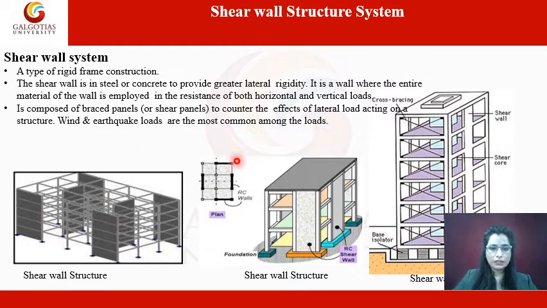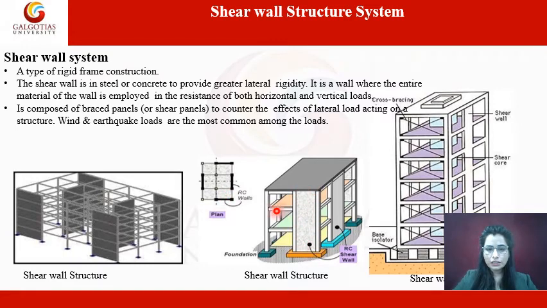So basically here you can see the plan of a structure and building. These are the columns, and this part between the columns is the shear wall, which is built using reinforced concrete. Again, this part which is shown in black is the shear wall. If we talk about it in elevation, this part is the shear wall.